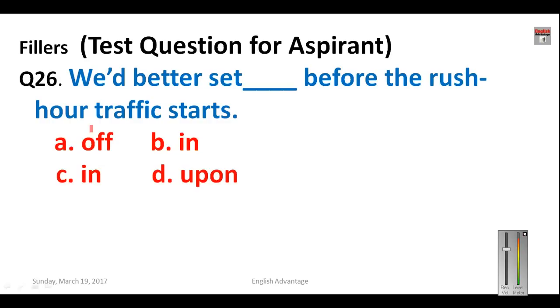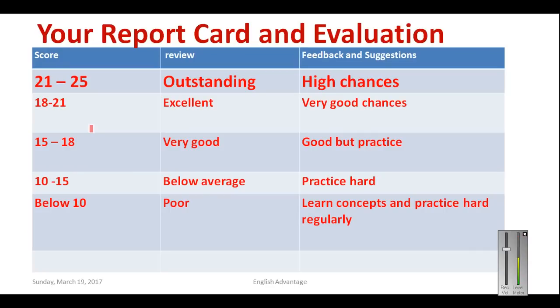Now this is the test question, and you have to sort out this question, and you have to send me the answer of this question to me through the comment box. Now please add up your marks, and whatever is your score, please send me through the comment box. I would definitely appreciate it and give my feedback on it. If you have managed to get 21 to 25, your performance is outstanding and you have high chances of success. 18 to 21, your performance is still excellent. 15 to 18, your performance is very good, but you need to practice. 10 to 15, below average, but you need to practice hard. And below 10, your performance is poor and you have to learn concepts and you have to practice hard regularly.